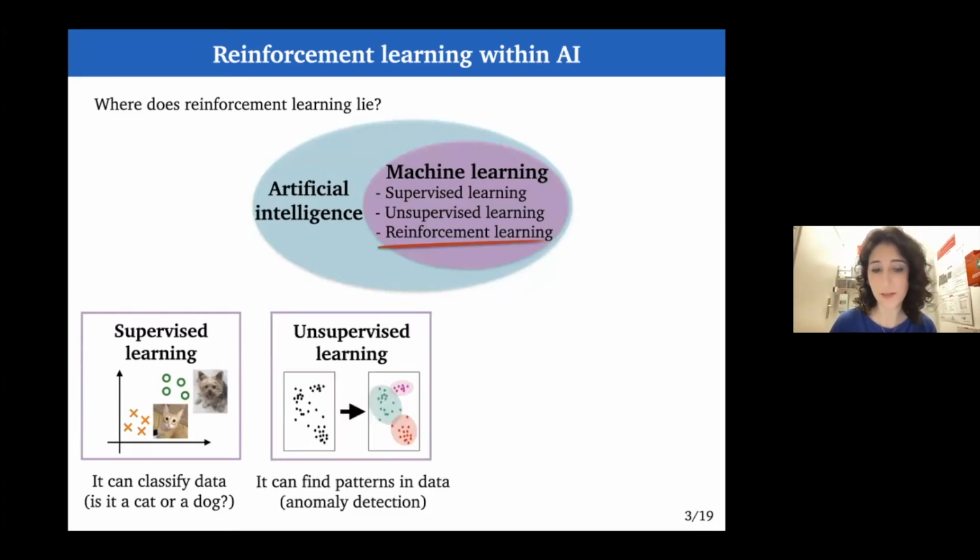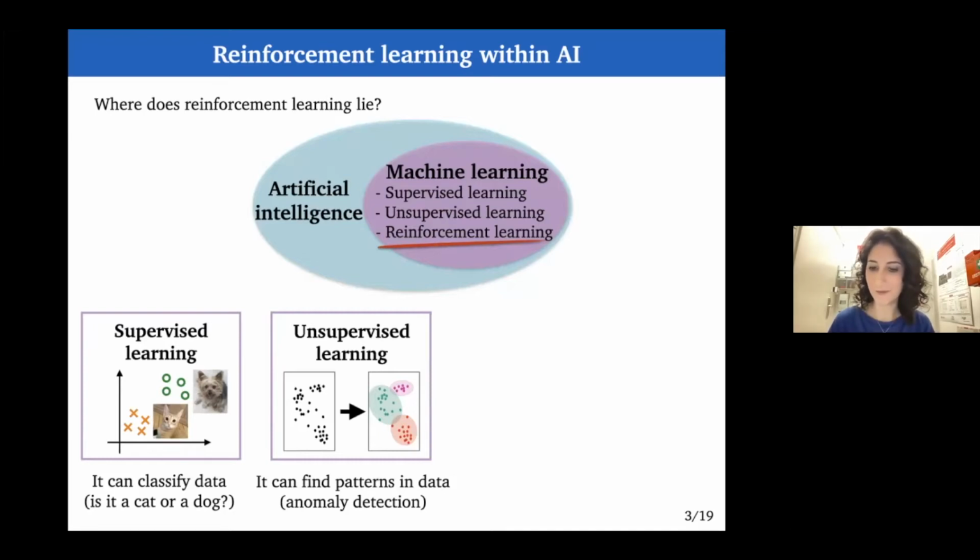Then we have unsupervised learning, which is used to find patterns in data. So if you have a data set that looks like this, then the goal of an unsupervised learning agent would be to find clusters in this data. And this is used a lot in companies to detect anomalies in data.